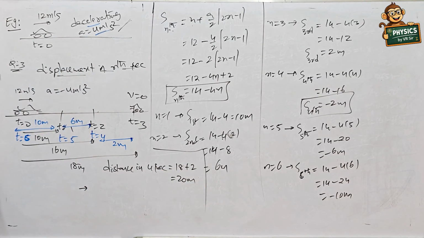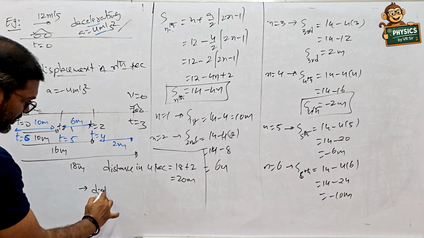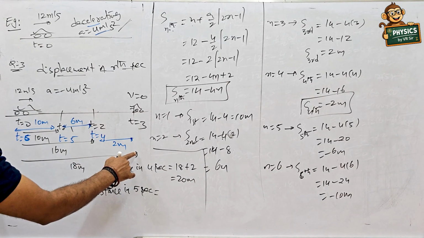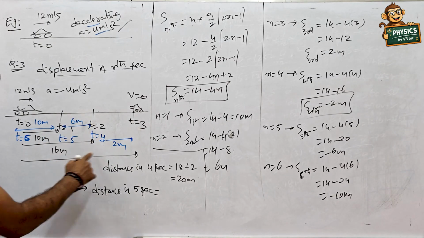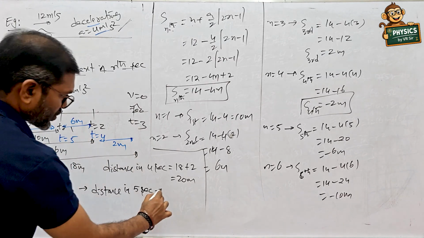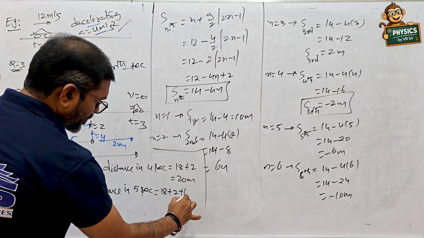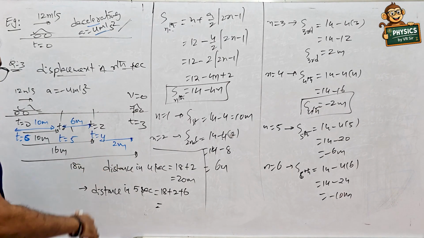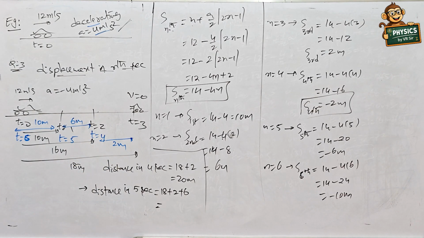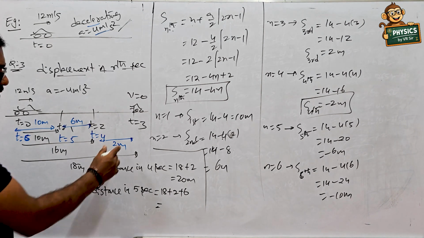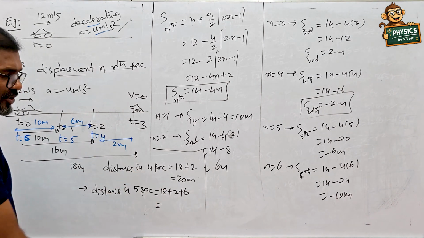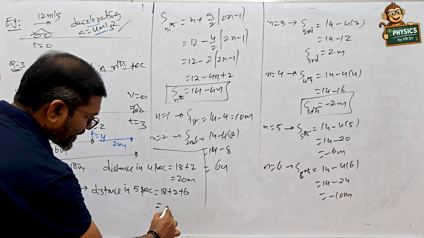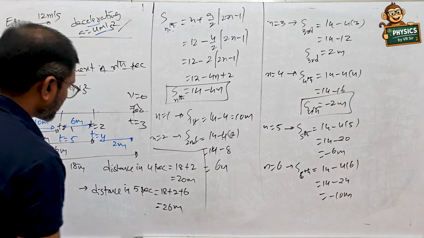Now next, coming to distance in 5 seconds. Distance in 5 seconds is nothing but 18 plus 2 plus 6. In case of displacement, you should take it in the negative direction. But distance is a scalar quantity. It won't bother about the direction. That is why even though it is moving backward, it is counted as positive. So how much is that? 20 plus 6, it's 26 meters.